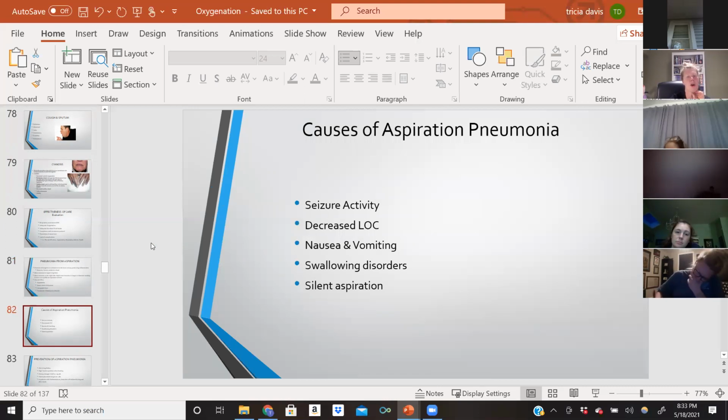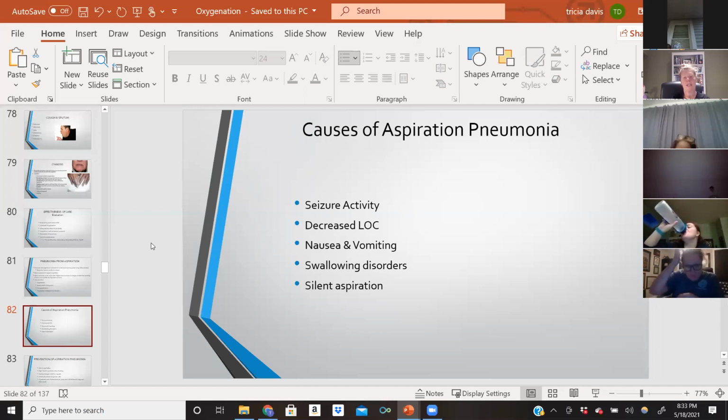So what are the causes of aspiration pneumonia? We talked about swallowing disorders. We see a lot of swallowing disorders with patients who have had strokes. If patients are nauseated and they vomit, they can always aspirate on their vomit. If they have a decreased level of consciousness and we're feeding them and they're pocketing their food, later it just goes down their throat and they choke on it. If they can't tolerate liquids, they can aspirate on it. If they have a seizure and they vomit, they could aspirate on that.